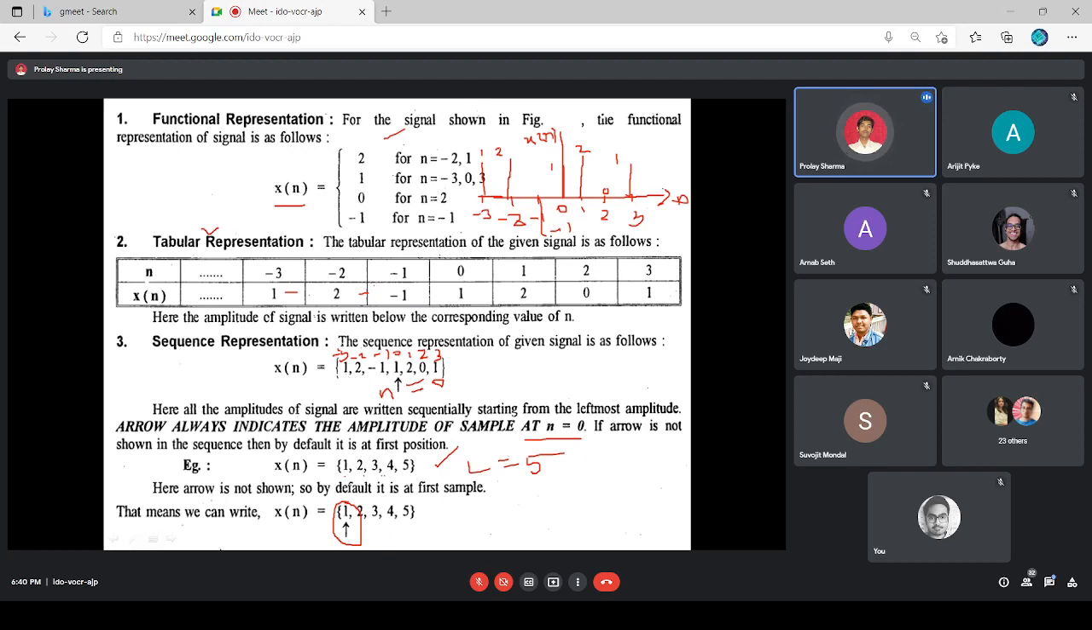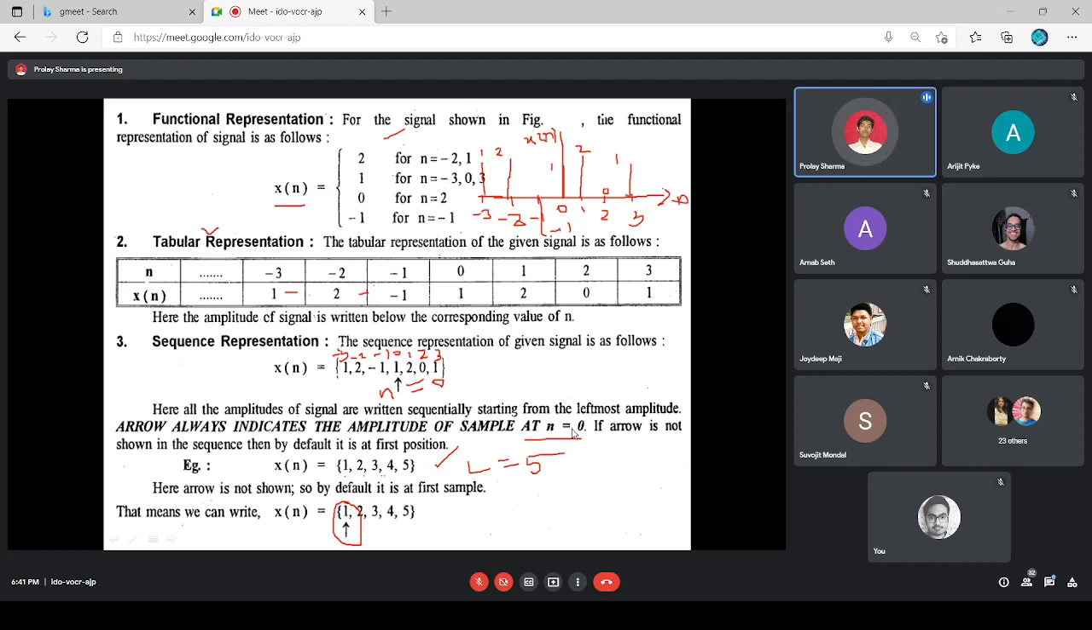Sometimes in a given problem, you will find that the sample values are enclosed only in brackets, but there is no arrow mark. So it is assumed that if no arrow is given, the arrow is at the first position. That means n equal to 0, amplitude is 1, n equal to 1, amplitude is 2, n equal to 2, amplitude is 3. This way it counts. Now how many sample values do we have here? 1, 2, 3, 4, 5.